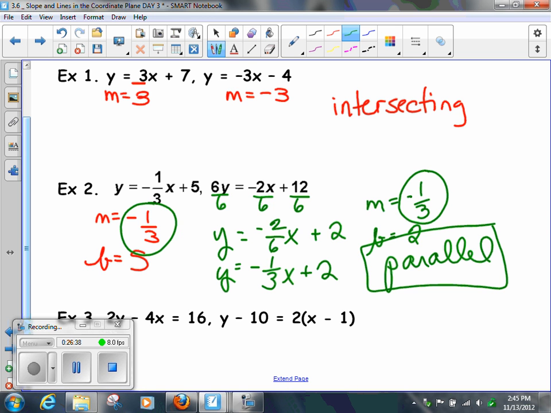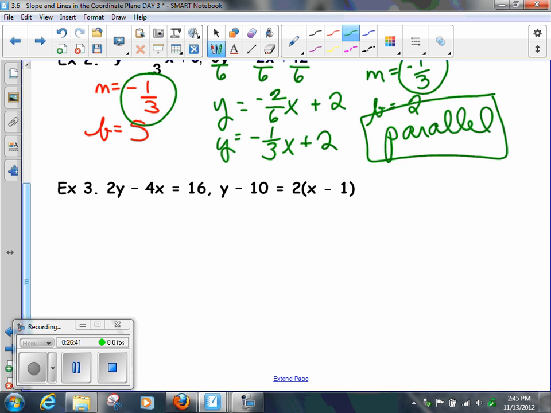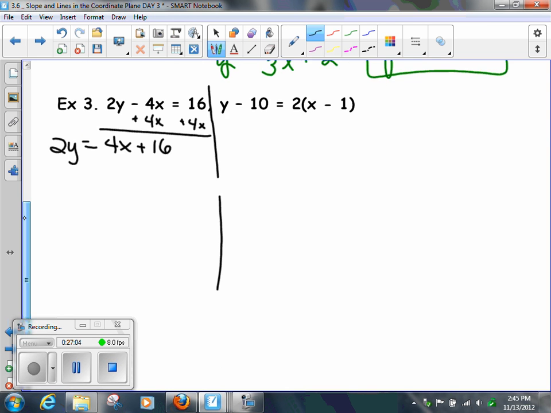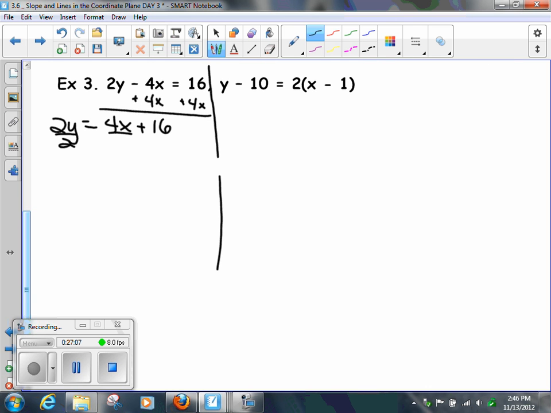Next one we got to distribute. What about the first one? Divide everything by 2. Try again now. Add 4x first, okay? So that's going to give me 2y equals 4x plus 16. Now what, Lauren? Now divide that by 2. That gives me y equals 2x plus 8.